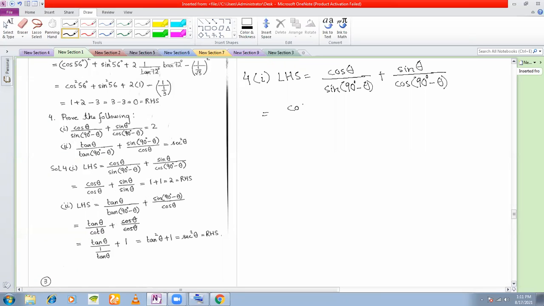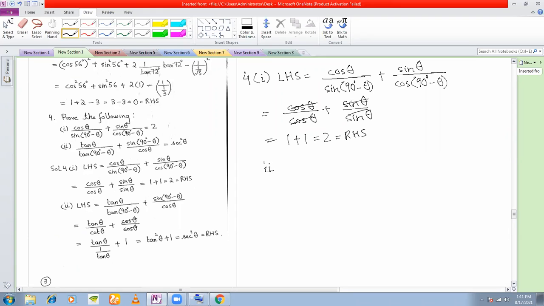Now you write this cos theta as it is, and sine 90 minus theta you know is cos theta, plus sine theta by cos 90 minus theta, which is sine theta. This was a fairly simple one. So these two cancel, and you get 1 plus 1 equal to 2, which is equal to the right hand side.